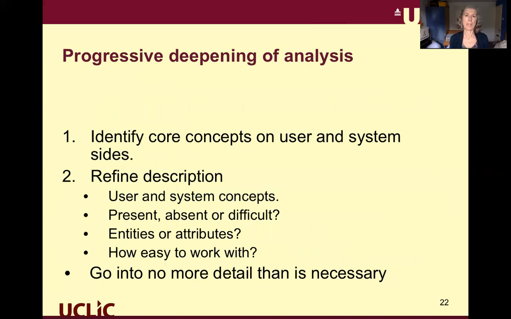The key thing about a CASSM analysis is that you do as much as is needed to get at the key ideas, the key principles about what works well and what doesn't with the system. So you start by identifying the core concepts on both the user side and the system side. And then you gradually refine the description, pulling out more detailed concepts, thinking about whether they're present for the user, difficult for the user, absent, similarly for the system, whether they're entities or attributes, how easy it is to work with those things. But don't do more than is absolutely necessary.